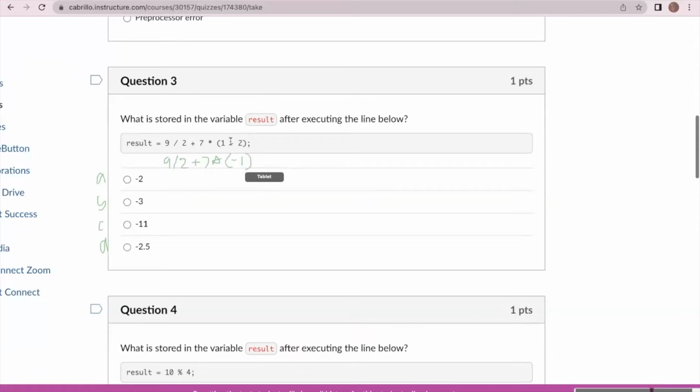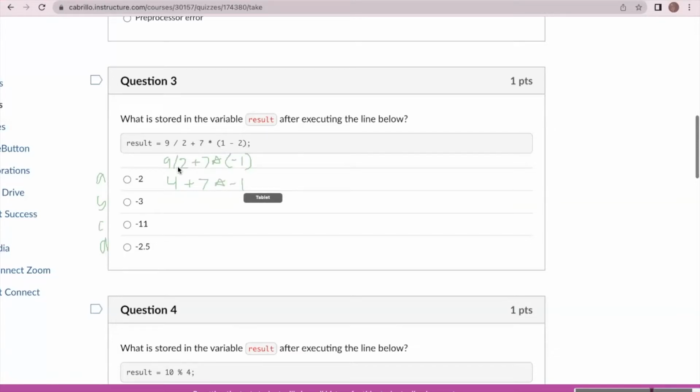All right, then the next thing that we do is we're going to see this 9 divided by 2. Well, the thing to note here is these are integers, 9 and 2. So if we were to go on a calculator and do 9 divided by 2, you'd get 4.5. However, since this is integer division, the remaining decimal point on the end of the 4.5 is truncated. So this results in 4 plus 7 times -1.